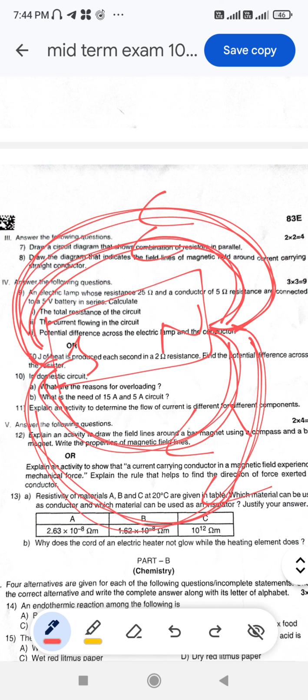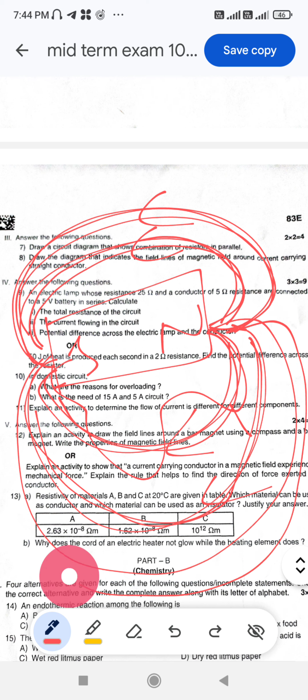These lines never intersect each other, meaning they will not overlap like this. They always go in a loop only, like concentric circles, from one point to the other. They will not cut each other. If they did, they would show two different directions, which is not possible. These are the five properties of magnetic field lines.